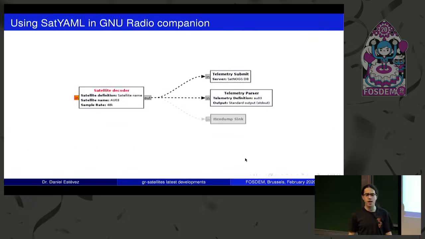You can also use SAT-YAML in GNU Radio Companion. So the way to do that is you have this satellite decoder block, and the satellite decoder block does most of the work that the command line tool does. So it gets IQ samples on one end, and on the other end, it spits out frames. So you're free to do whatever you want with the frames, but you don't need to know anything about the satellite. You just write the name or put here the path of a SAT-YAML file, and this block figures out how to put together the decoder.